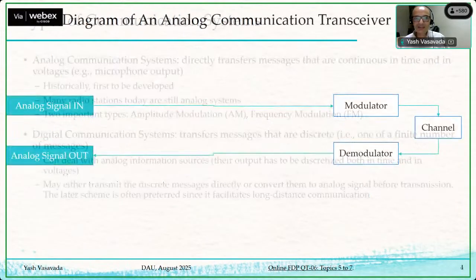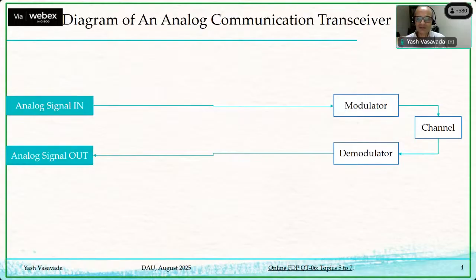The difference between analog communication method and digital is as follows. In analog radios, the incoming information signal is analog. It gets sent to what is known as a modulator. That is it. There is nothing else besides that.